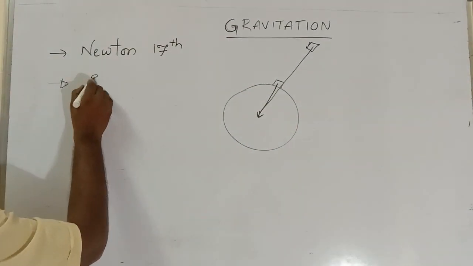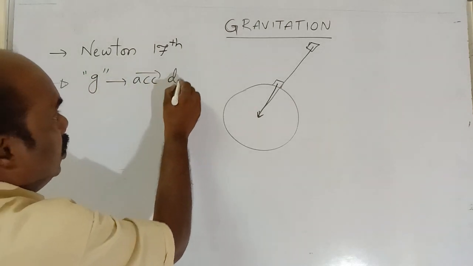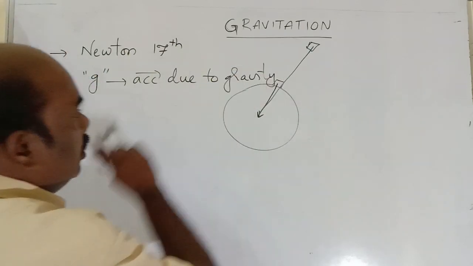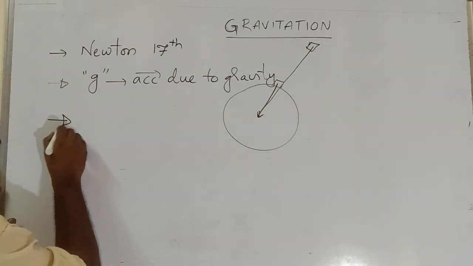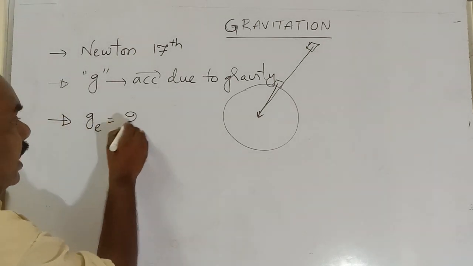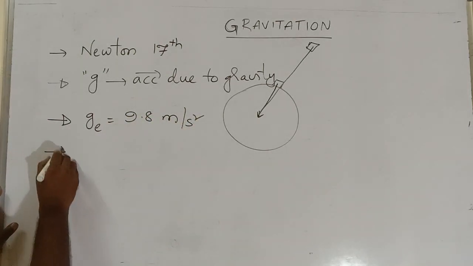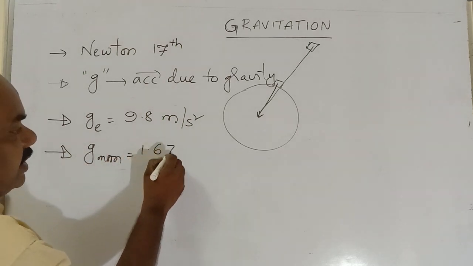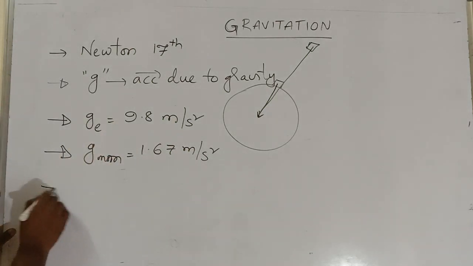This gravitation is denoted by small g, also called acceleration due to gravity. Acceleration due to gravity is denoted by g. This acceleration due to gravity on the earth is 9.8 meter per second square. Acceleration due to gravity on the moon is 1.67 meter per second square. This is the gravity on the earth, this is gravity on the moon.